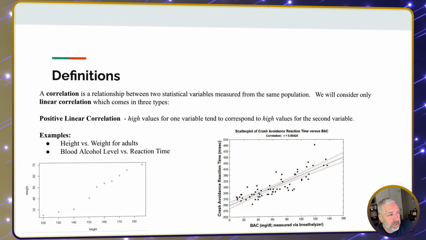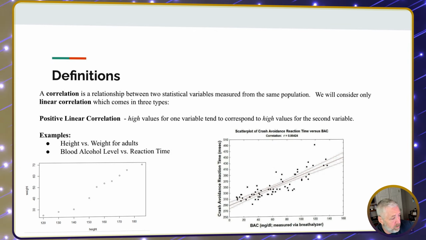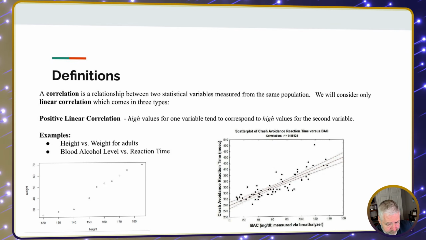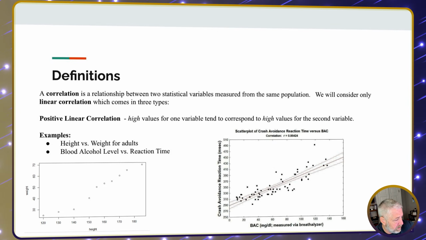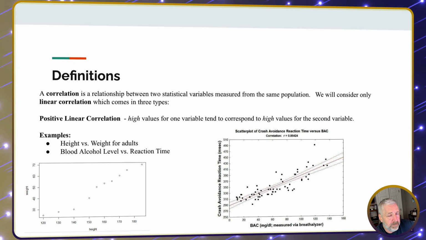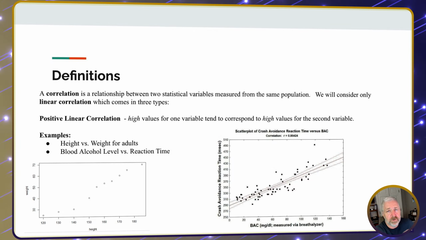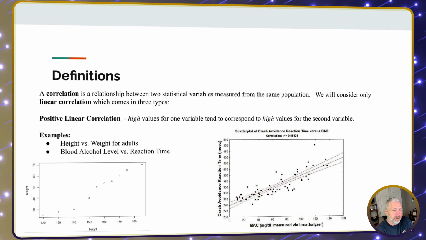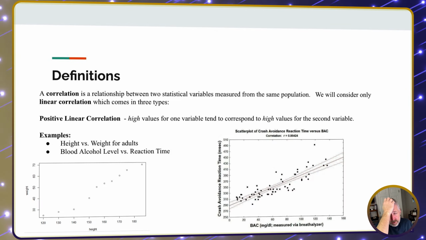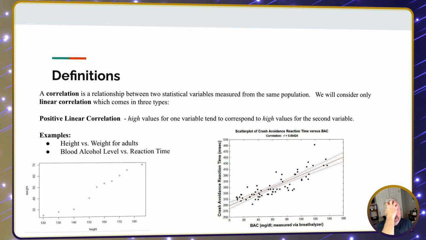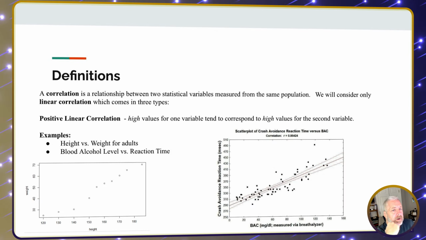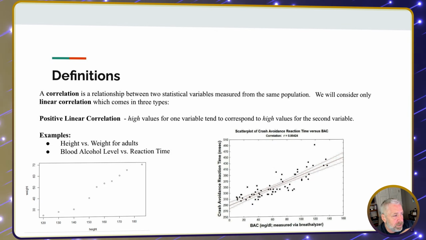As stated a second ago when my mic wasn't up, correlation is a relationship between two statistical variables. We're measuring them from the same population. We will only be considering linear correlation, and there are really three types of it.